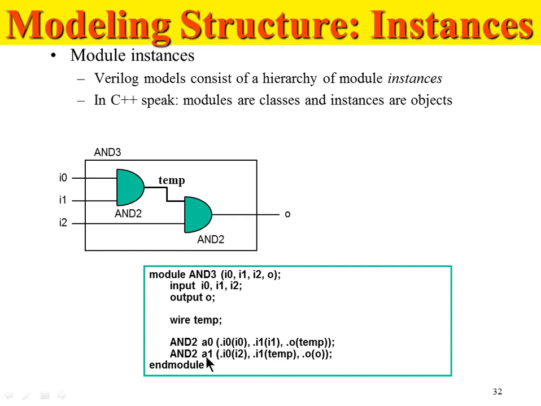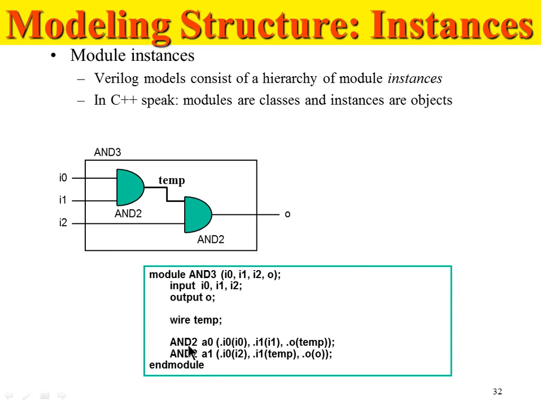Now the second instance of the AND gate, which is denoted by instance A1. I0 of the second AND gate is connected to the I2 input of the AND3 module. I1, which is the second input of the AND2, is connected to temp, this connection here. And O, which is the output of the second AND gate, goes to the final output. We call it a primary output. So using two input AND gates, two copies of them, I have created a three input AND gate by using the module instantiation method.